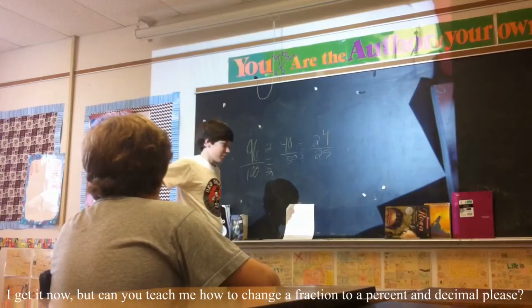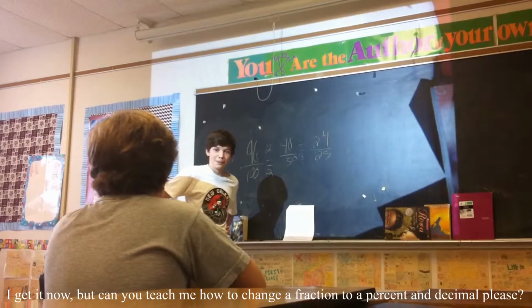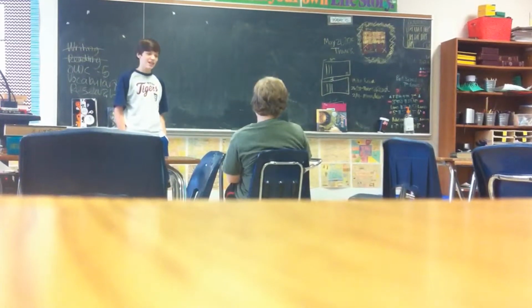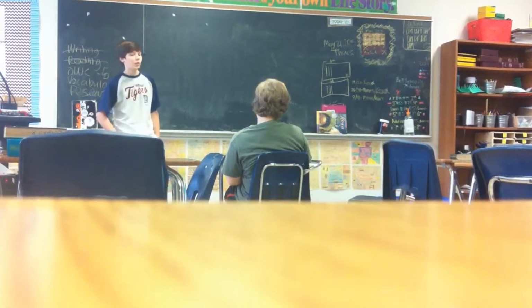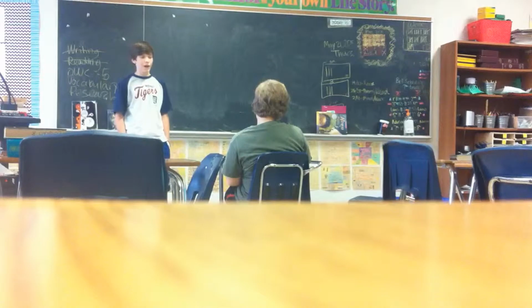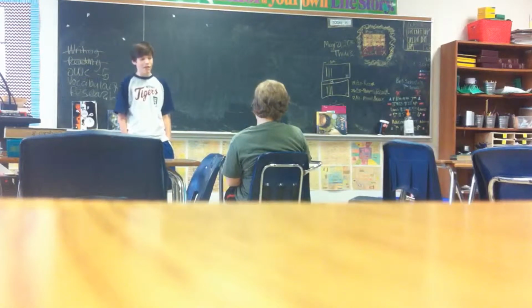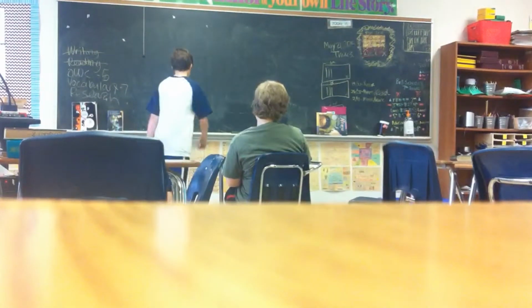I get it now, but can you teach me how to change a fraction to a percent and decimal, please? So to convert a fraction to a decimal, you divide the numerator by the denominator, and the quotient or decimal is the answer. To find out how to get fractions to percents, you imagine that the numerator is a cowboy and the denominator is the horse.